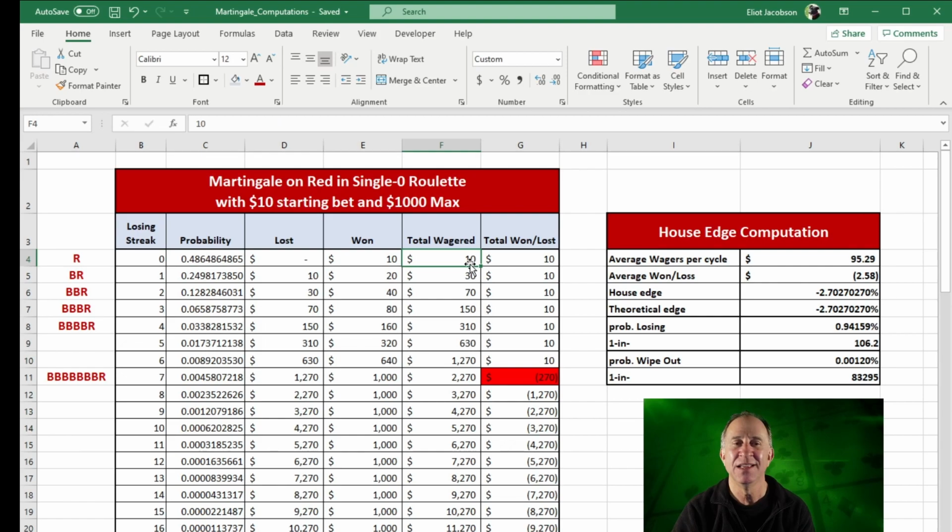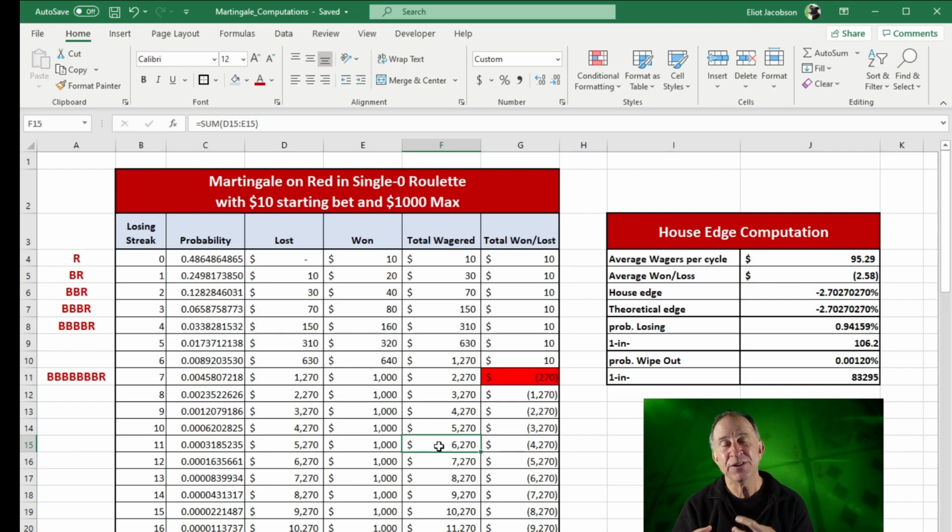So roughly 48.648% of the time, we'll just win our first hand. We'll only be wagering $10 in total for that cycle. Here, this percentage of time, we'll be wagering $30. We see that roughly 0.4% of the time, our total wagers will be $2,270, and so on. 0.03% of the time, we will have a total wager of $6,270 in a cycle.